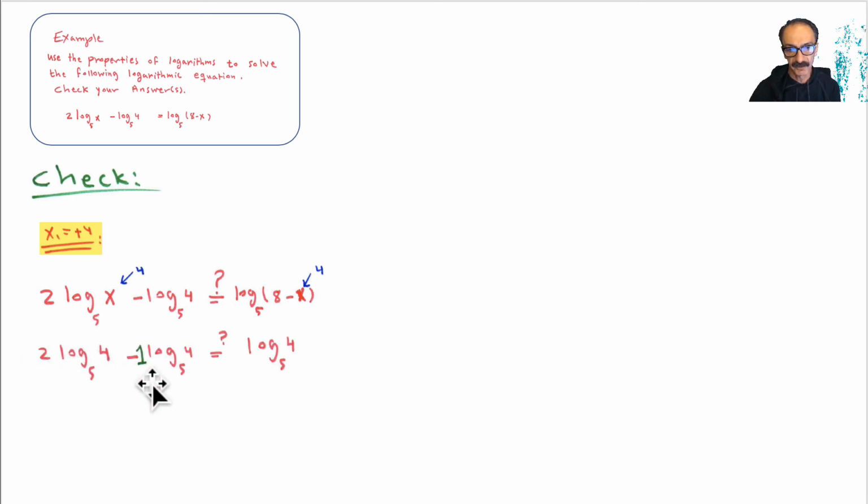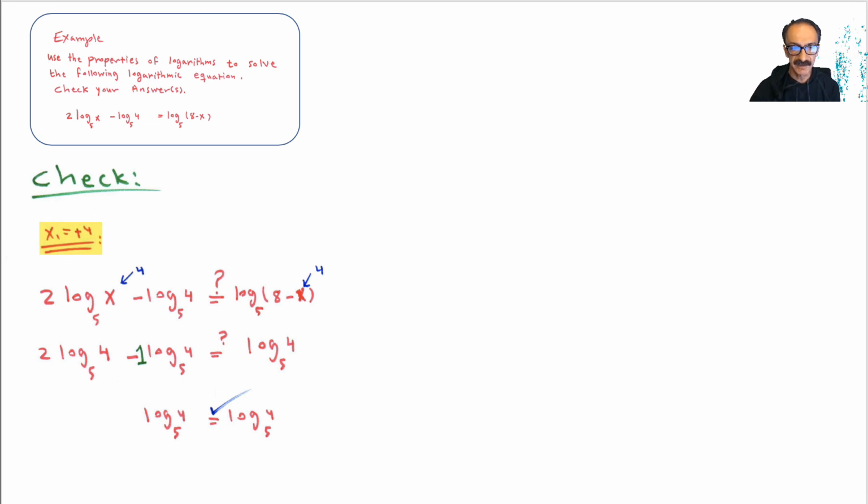So I have log 4, 8 minus 4 is 4. This one right here in green I wrote 1. I just want to see that this log 4, I have 1 of it, because this one is also log 4 and I have 2 of them. So 2 log 4s minus 1 log 4 will be 1 log 4. But the right hand side is log of 8 minus x, where x is 4, 8 minus 4 is just 4. So log 4 equals log 4, and we're done. That's for the first x.